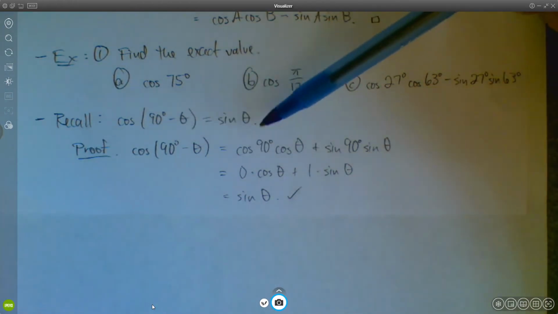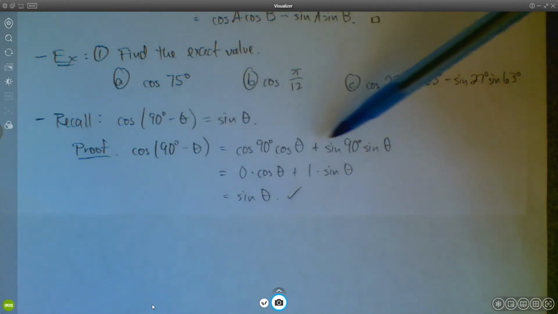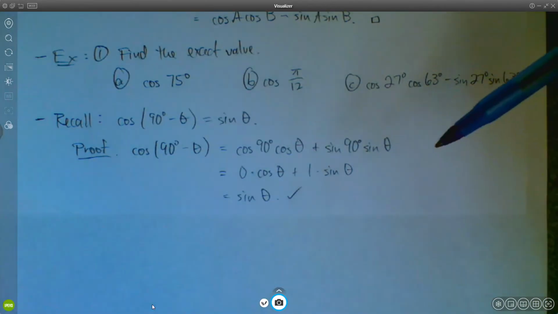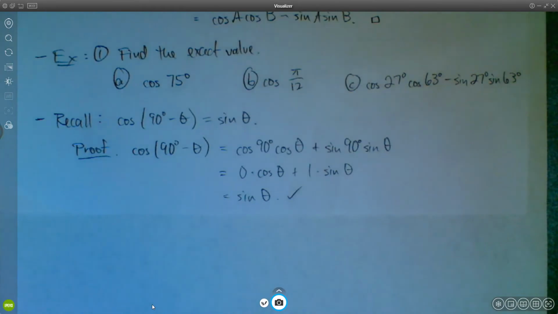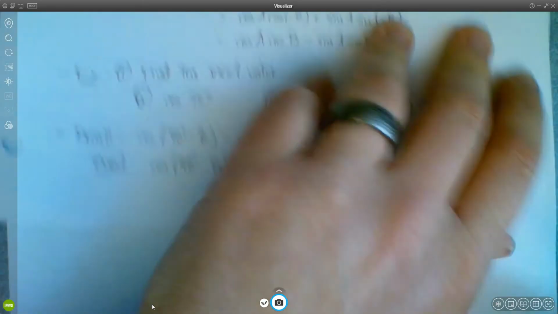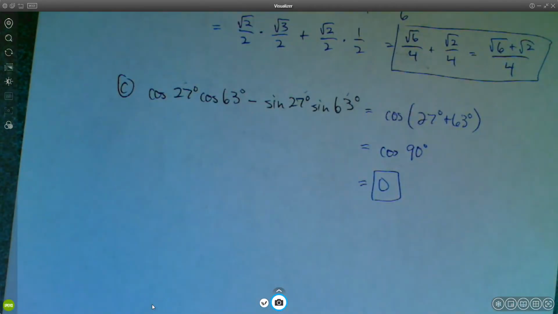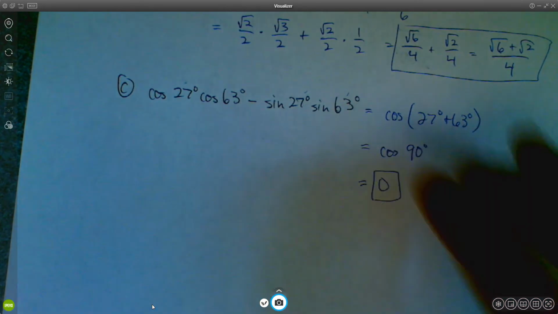Cosine 90 minus theta is just cosine 90 cosine theta plus sine 90 sine theta. Cosine 90 is 0, sine 90 is 1. So this just comes out to sine theta. Okay. Let's practice applying that.